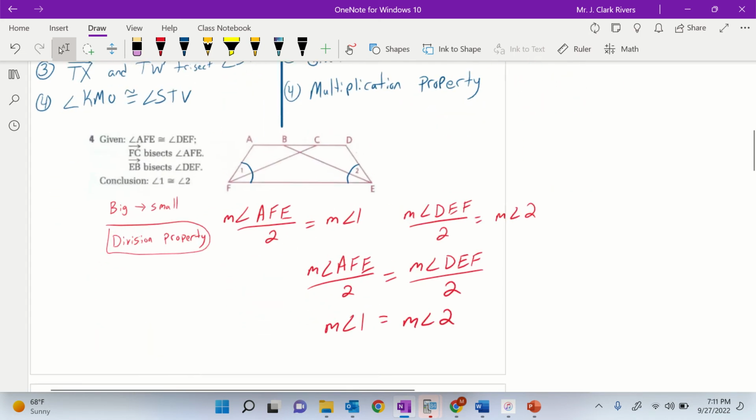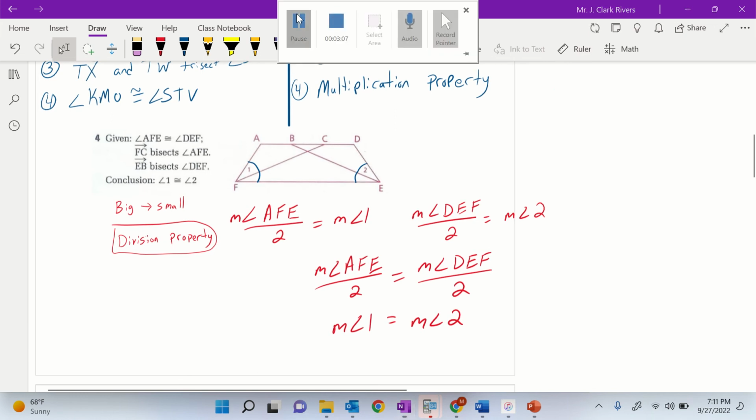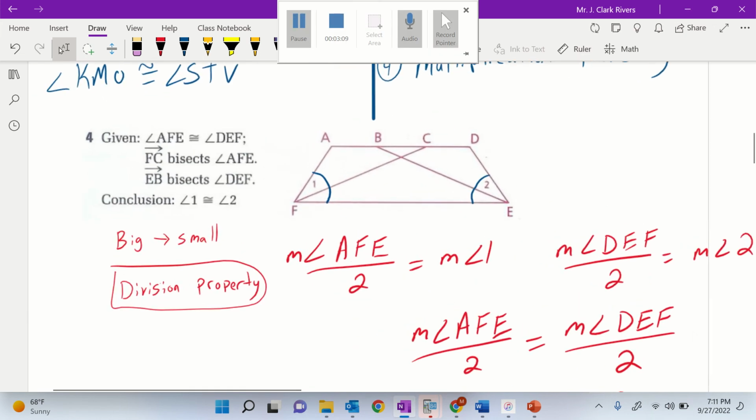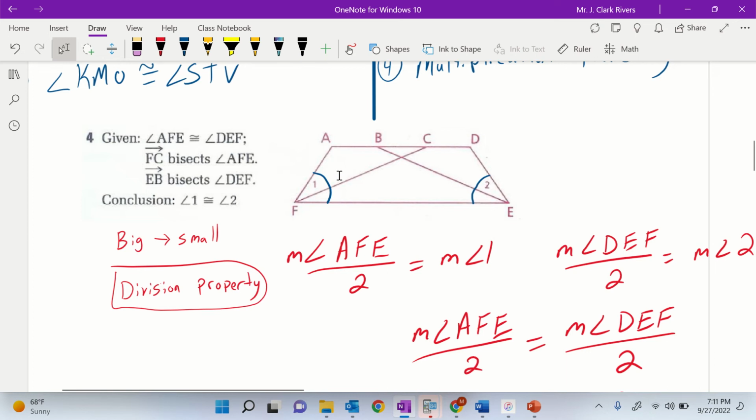There we go. On to number 4. So on this problem, it's a conclusion problem. It's not a proof problem. So I've got some extra stuff down here, but all you should have is division property here in the box. Let's talk about why. Angle AFE, which is that blue arc right there, is congruent to DEF, which is that blue arc right there. We're told that FC bisects angle AFE. So this blue angle has been bisected by ray FC. Same thing is happening over here with ray EB. Ray EB is bisecting this angle right here.